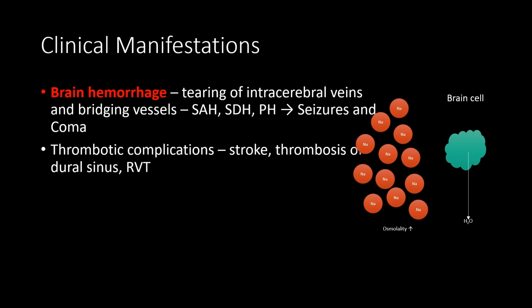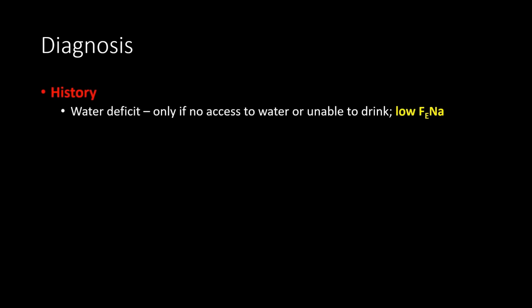So how will you diagnose a case of hypernatremia? First, obviously, is the history. From the history, we have to think about whether we can get some specific etiologies diagnosed directly. So if there is water deficit, only if there is no access to water or the patient is unable to drink, in that case water deficit will be there. And as the water is deficit, the body will always try to excrete less and less sodium through the urine, so that sodium and water will get retained in the body. So in that condition, there will be a low fractional excretion of sodium.